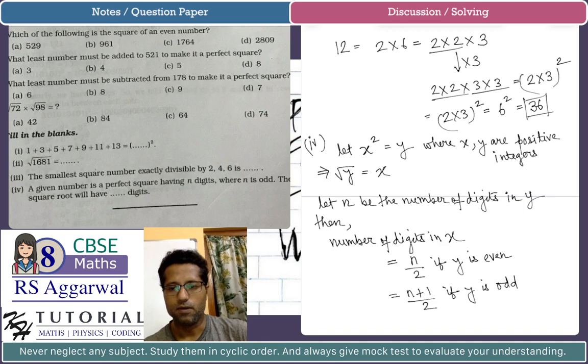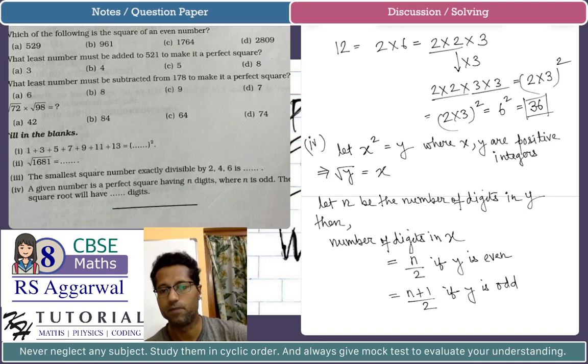So now if x and y are positive integers, and n is the number of digits in y, that is, n is the number of digits in the perfect square, then what can we say about the number of digits in the square root, that is x, the square root of the perfect square. In this case, the perfect square is y, the square root is x. That is why we have x squared equals y, or square root of y is x.